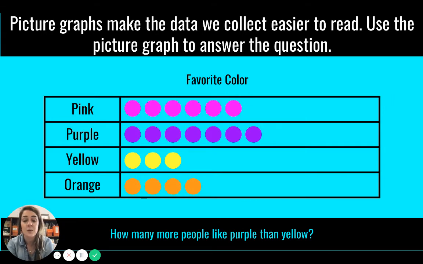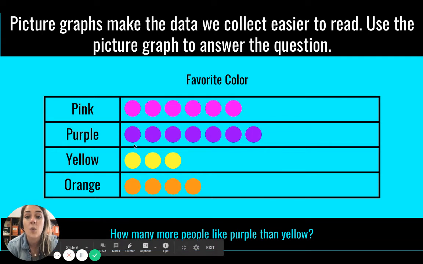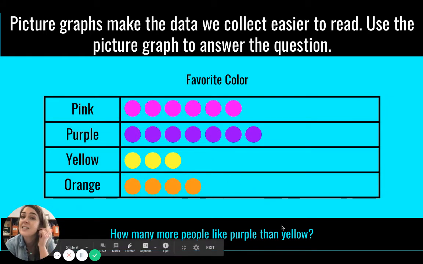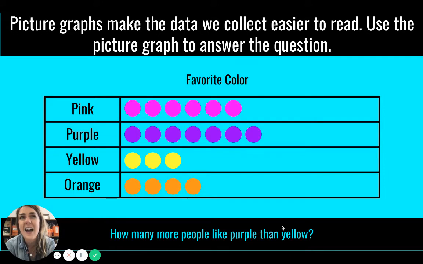All right, last one. I want to know how many more people like purple than yellow. So again, you have to use your picture graph to help you answer that question. I see that 1, 2, 3, 4, 5, 6, 7 people's favorite color was purple, and 3 people's favorite color was yellow.